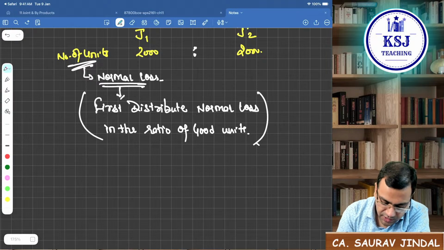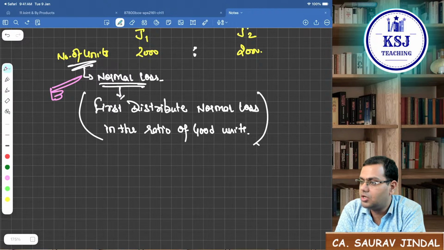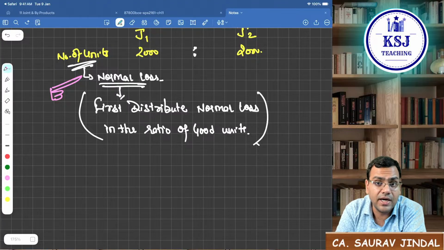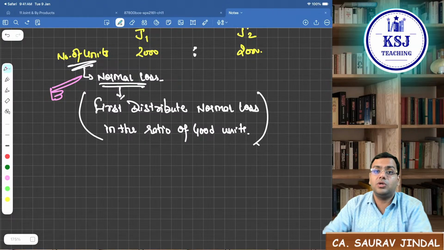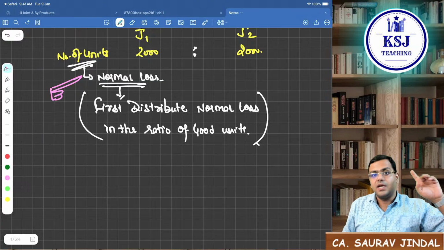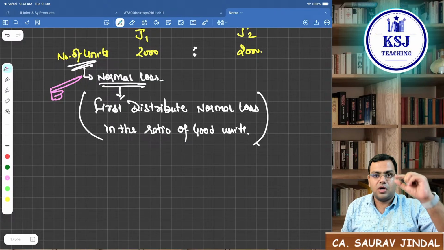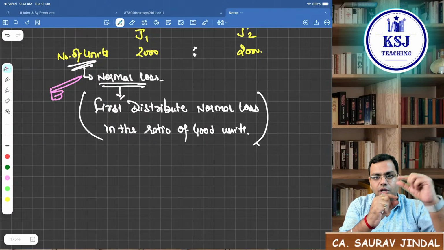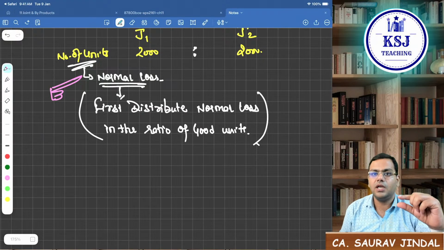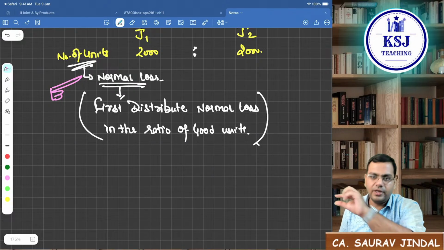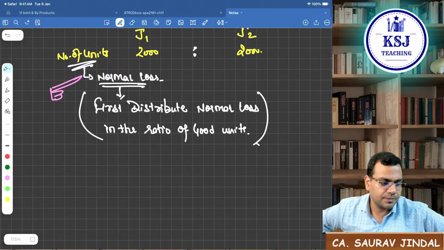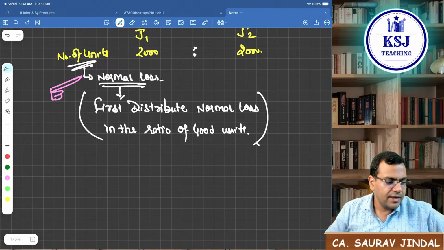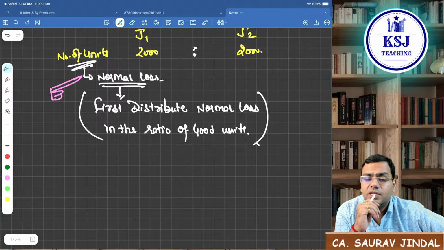So this is one important point that you need to be careful about: if there is a normal loss, like in illustration number 1, the coal tar question, where you have a normal loss. First distribute the normal loss in the ratio of good units. Then for every product there will be good units and a normal loss share in that. So good units plus normal loss will give you total units. In the ratio of total units you will distribute your joint cost.